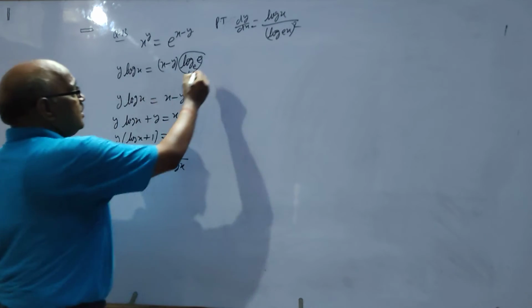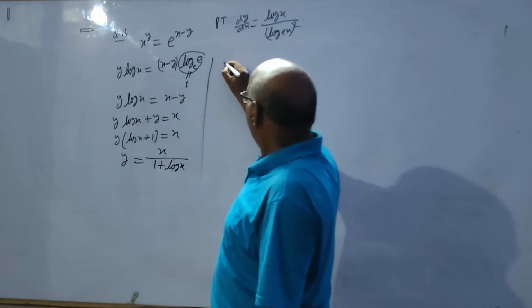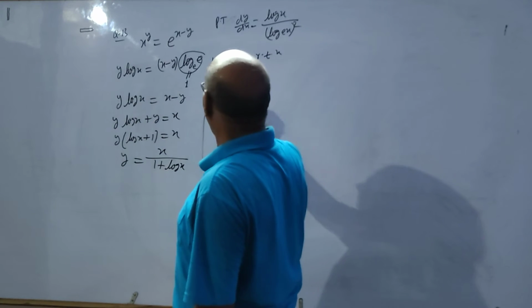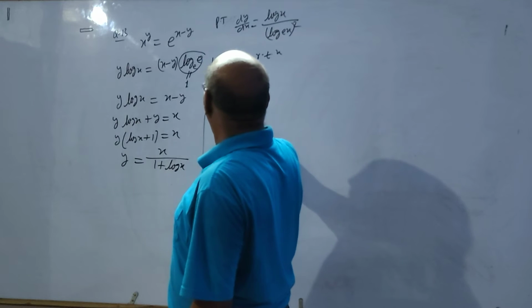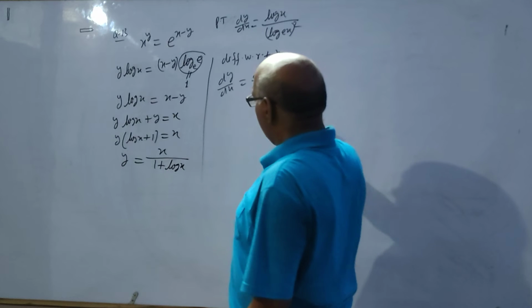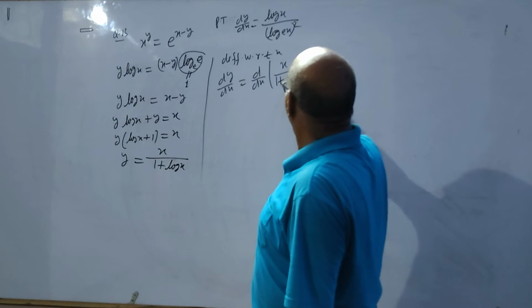Now differentiating with respect to x, we have dy over dx is equal to d over dx of x upon 1 plus log of x.